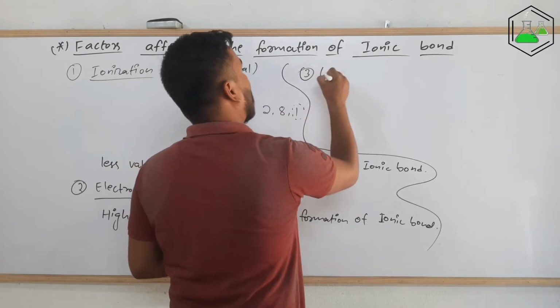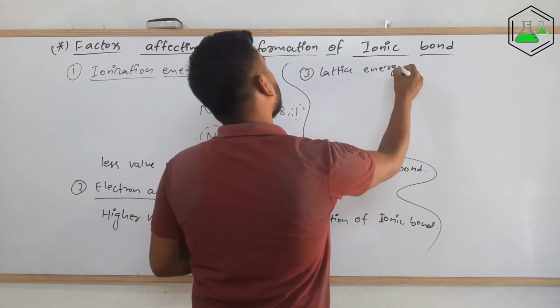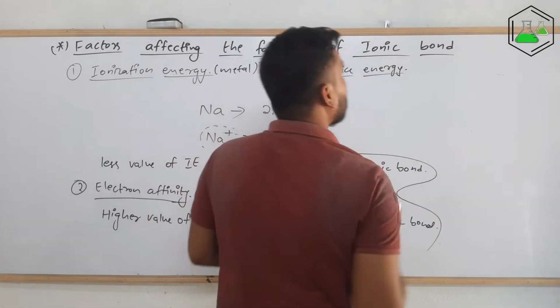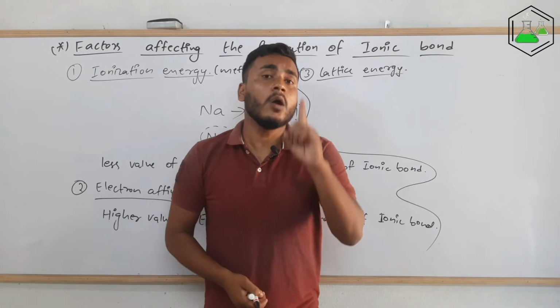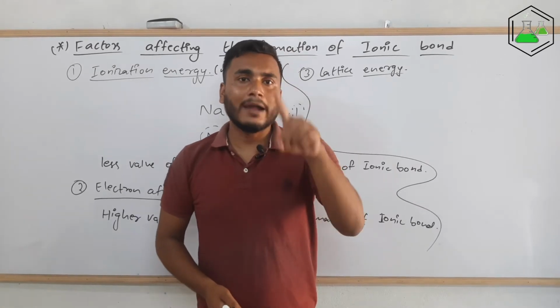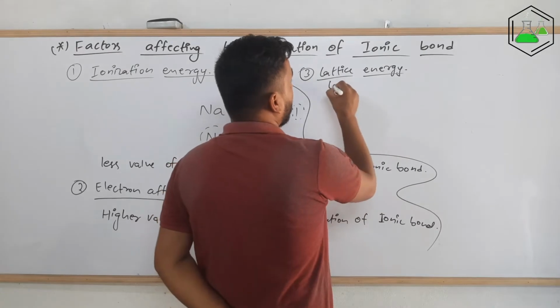The third one is lattice energy. You know the meaning of lattice energy? Lattice energy is the amount of energy required to break 1 mole of ionic compound into different ions. Let me write the definition of it, okay?